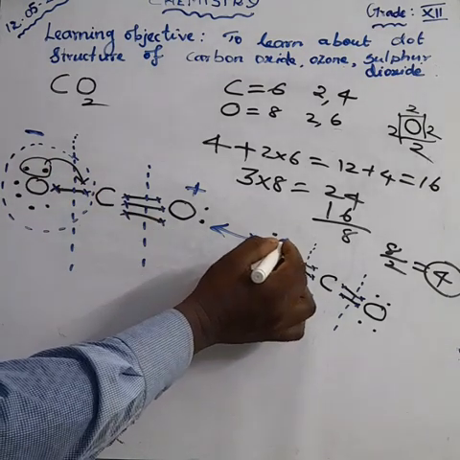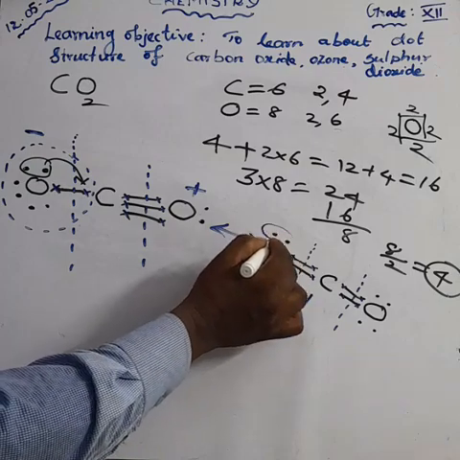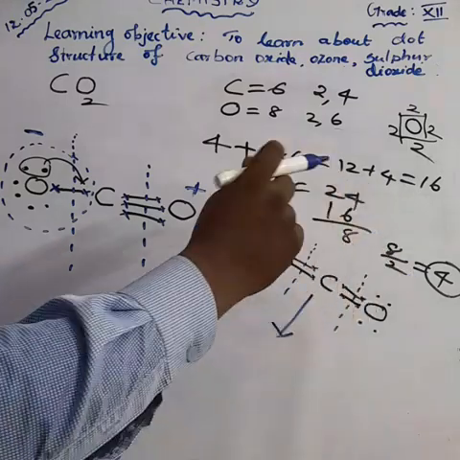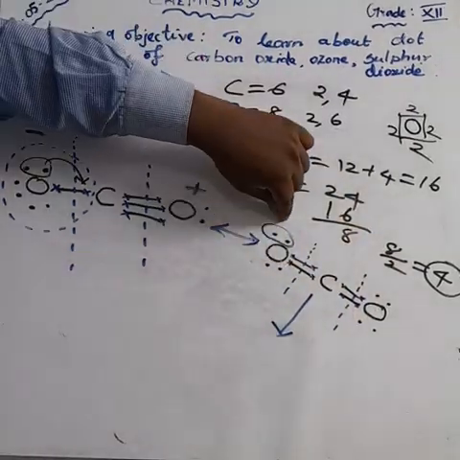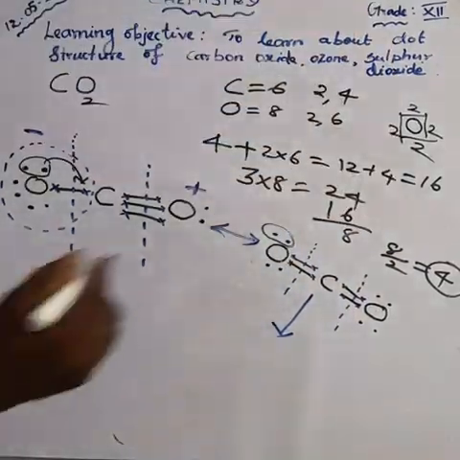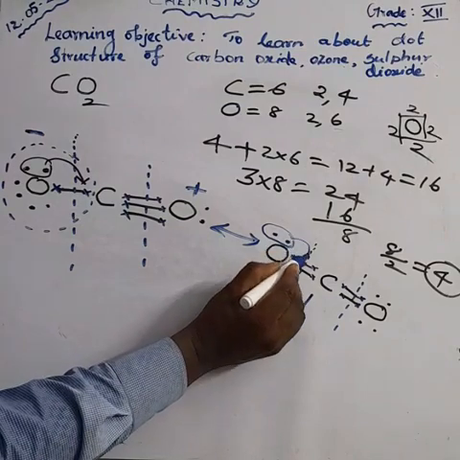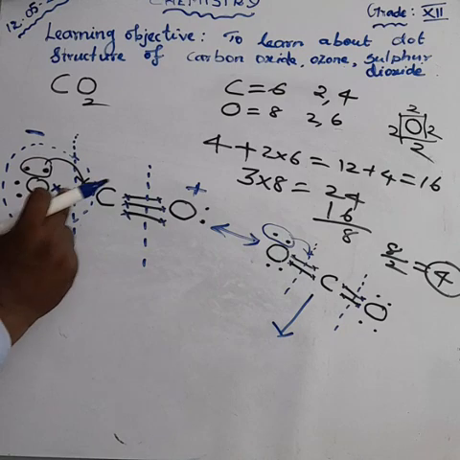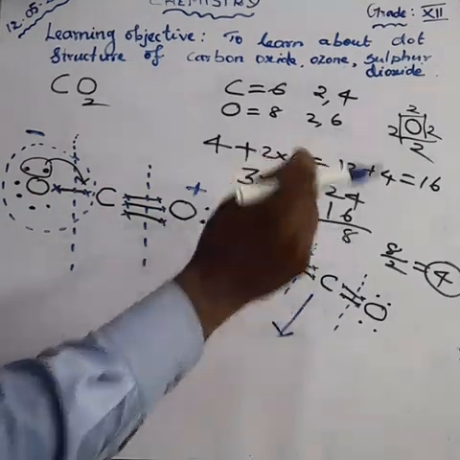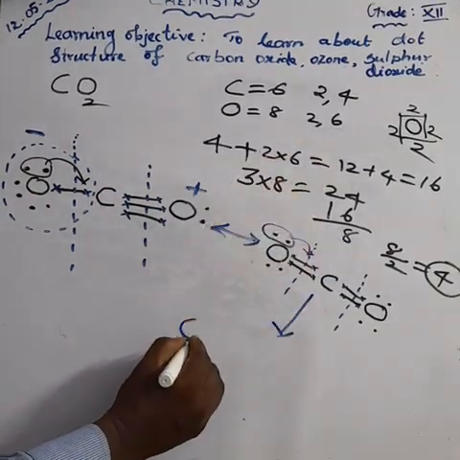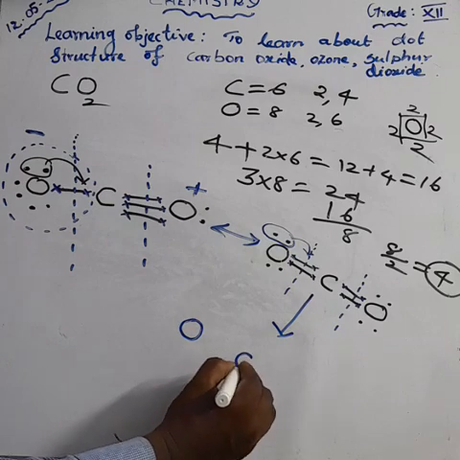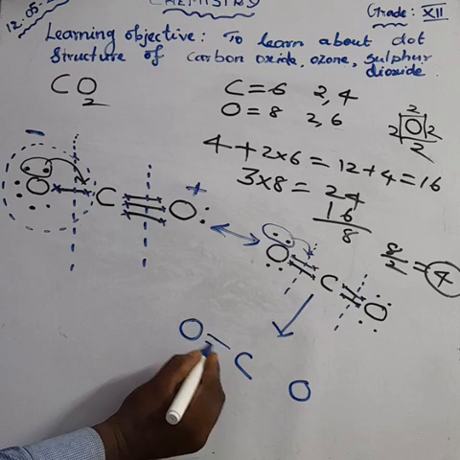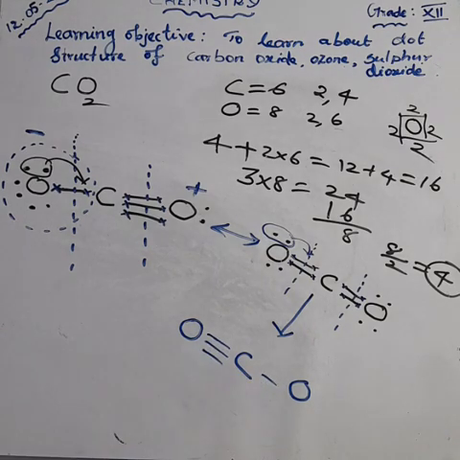Suppose I am giving these electrons to here. This electron goes to the next one. So first a single bond, second step a double bond, second step a triple bond. Am I right? Oxygen, carbon, oxygen. It becomes a triple bond. Which bond? Triple bond. Yes or no?